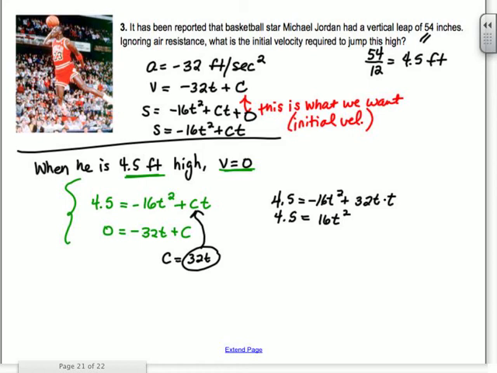Okay, so let's solve for t. So do 4.5 divided by 16, and then we're going to take the square root. Time's always positive, so it's just 0.53033, and so on. You can store this if you think you're going to use it again. So let's store it as b. Store it as anything.